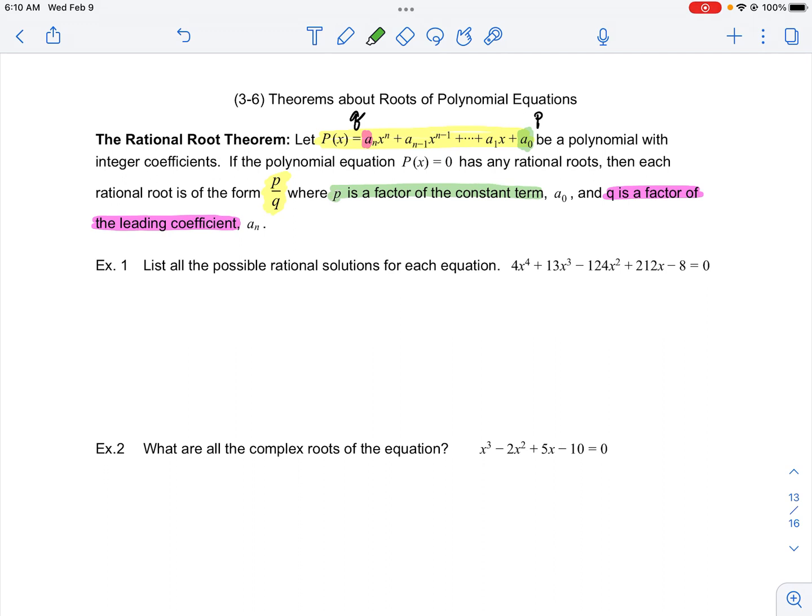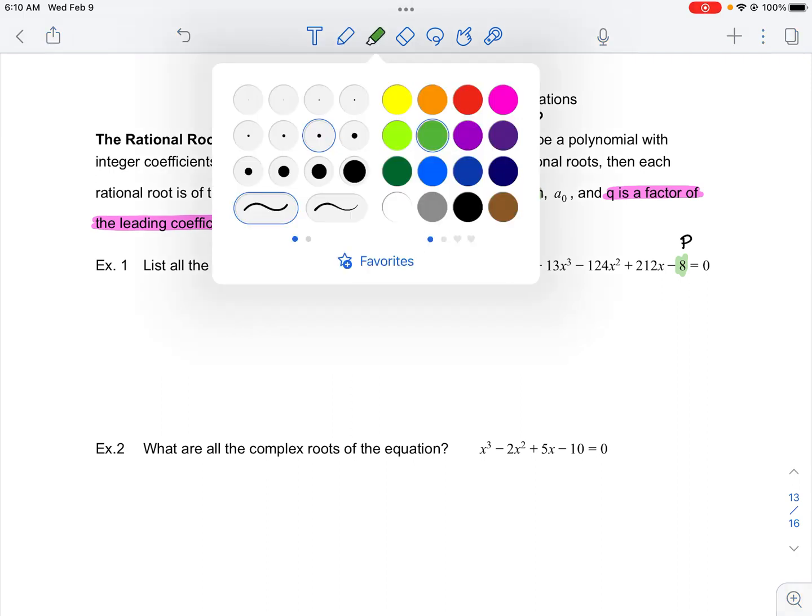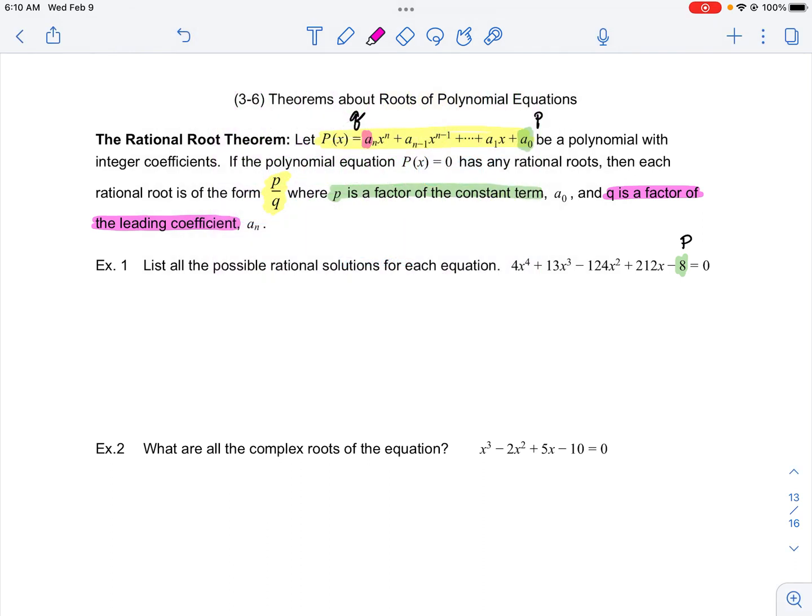So in the first question, in example 1, we're going to be focusing on the 8. That's going to be the p-value. And don't really worry about the positive or negative in front of the 8, because when we write our ratios, we're going to include both the positive and negative, so we don't really have to get worried about whether that constant is positive or negative. And then the Q that we're going to look for in this first question is 4.